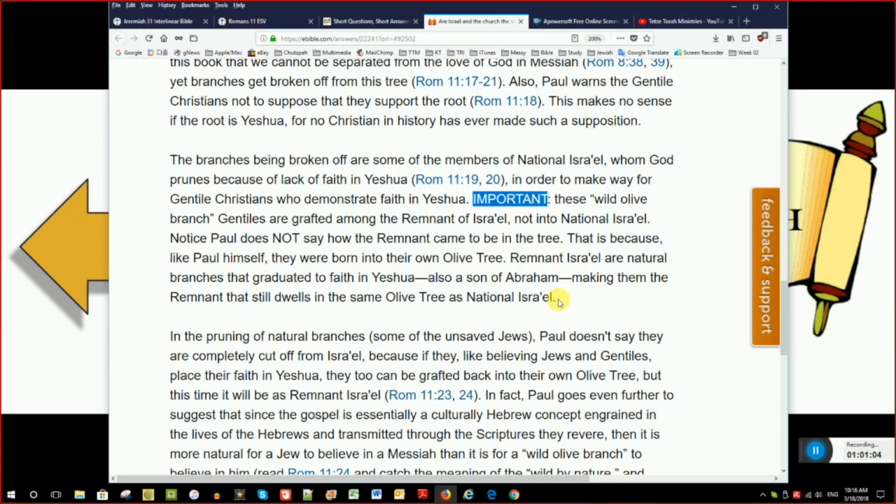When we answer this question, are Gentiles grafted into Israel? I hear some believers say, yes, we are grafted into Israel. Yes, Gentiles are grafted into Israel. Gentile believers are grafted into Israel. I hear other Messianics teach no, or other Christians teach no, Gentile Christians are not grafted into Israel.